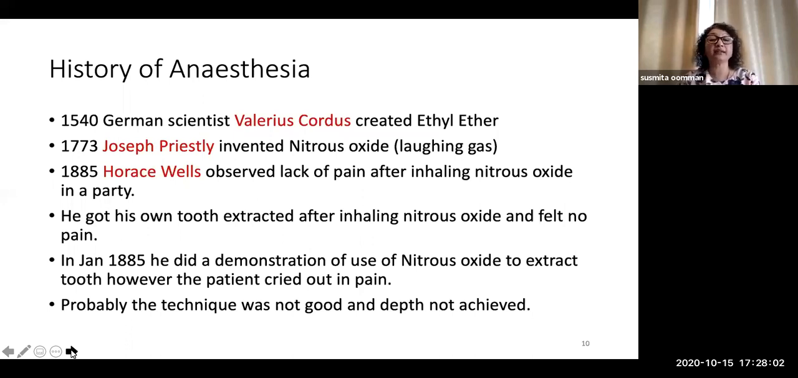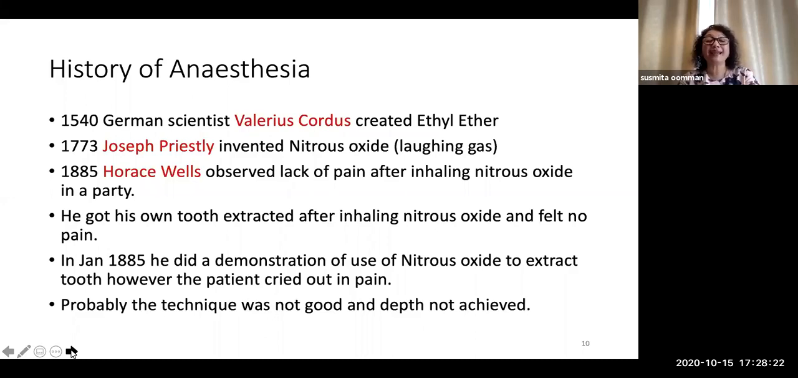And then 200 years later, in 1773, Joseph Priestley invented nitrous oxide, which is the laughing gas. It was in those days being used in parties for people just to have a bit of a laugh and a giggle and enjoyment that way. So that's where it was being used.